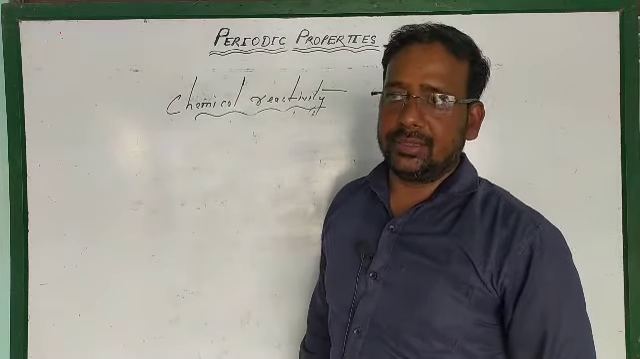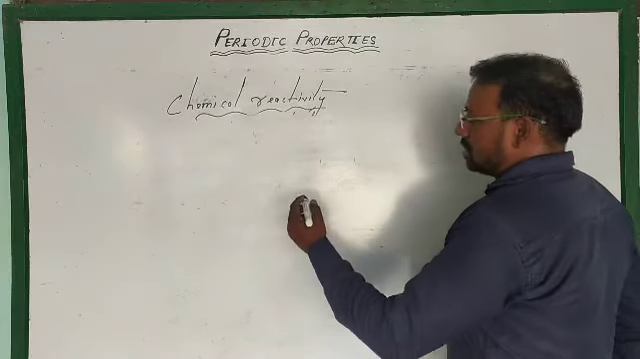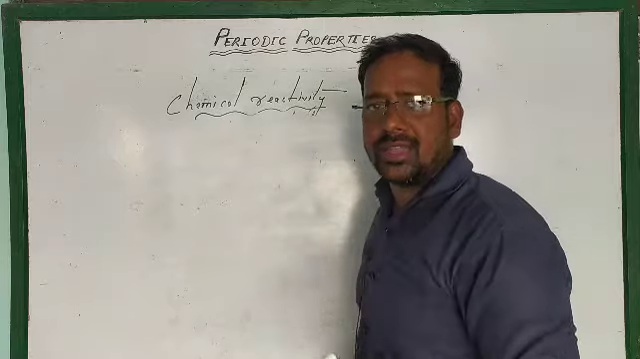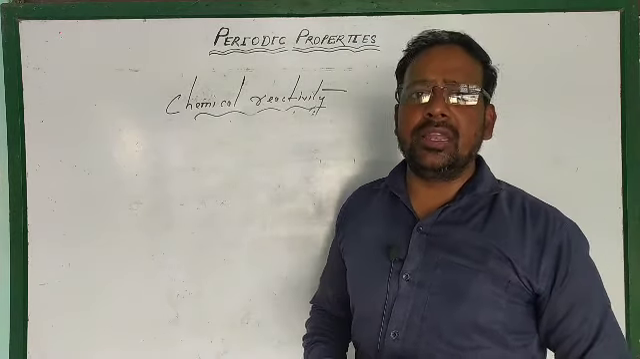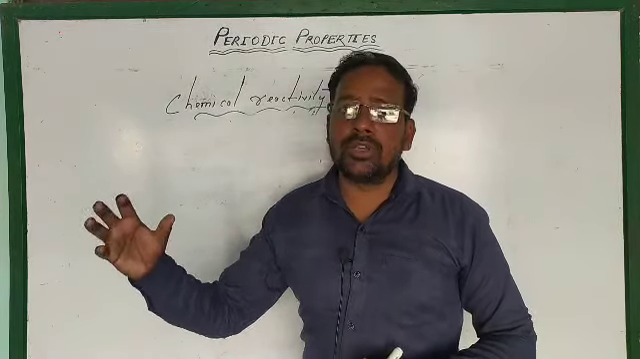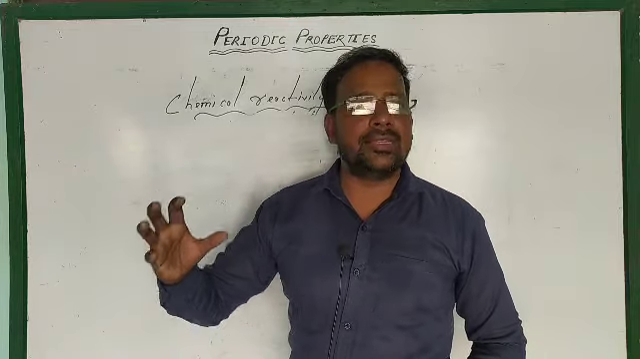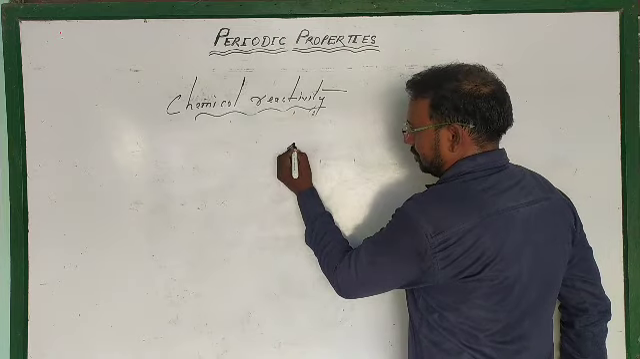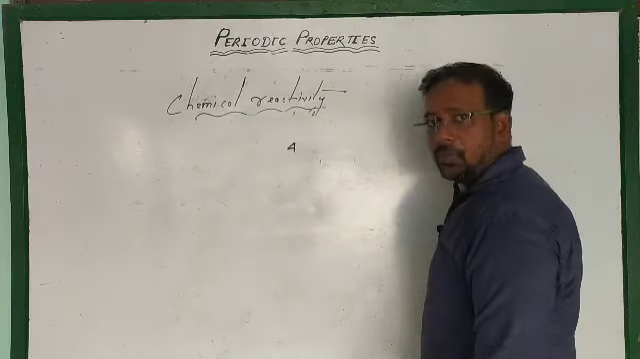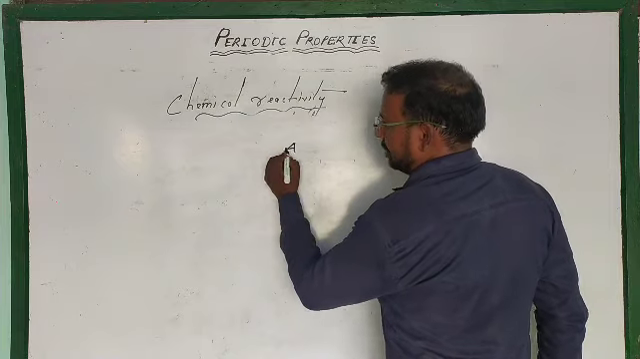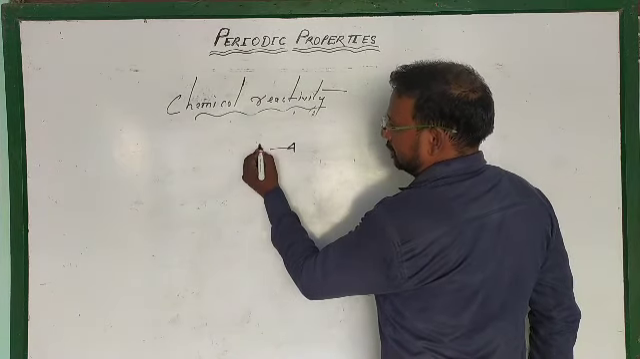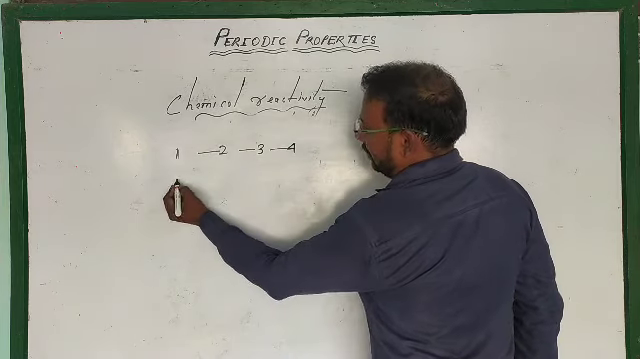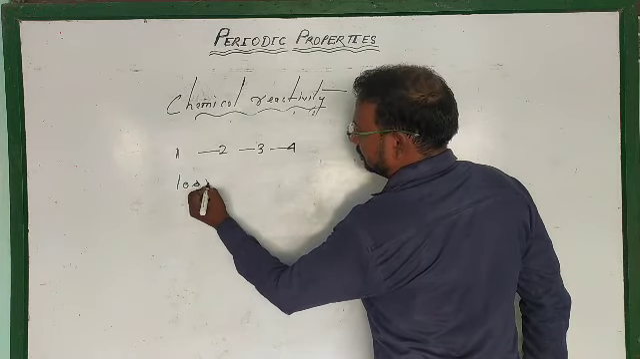Chemical reactivity. Before starting this point, we must know, as I have already made you understand, about the valence electron. What is a valence electron? The number of electrons present in the outermost cell is called the valence electron. And here is a trick point: 4 is the midpoint.